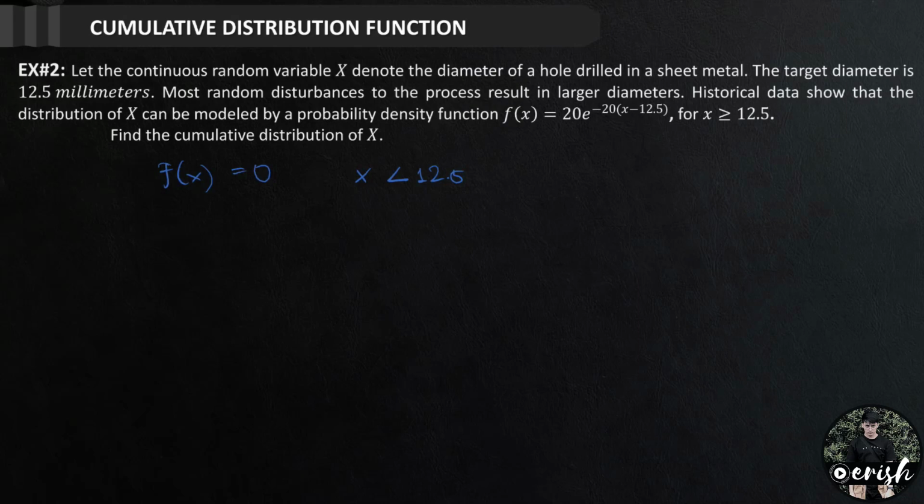Para naman dun sa 12.5 less than or equal x, or kung i-reverse natin, this is x greater than or equal 12.5. So for f of x niyan, we have the equation, the integral of 20 e raised to negative 20 times u minus 12.5 du. Or simply, pwede natin ilagay is yung x na lang.